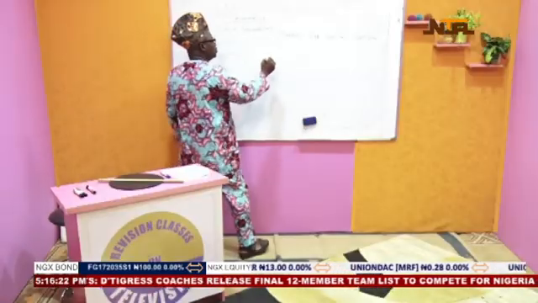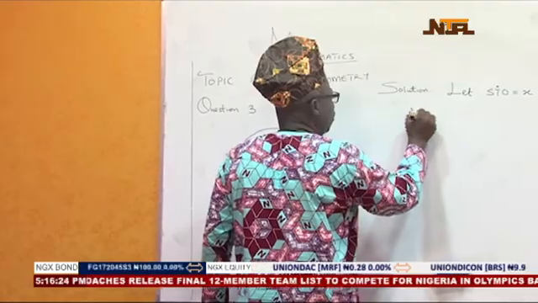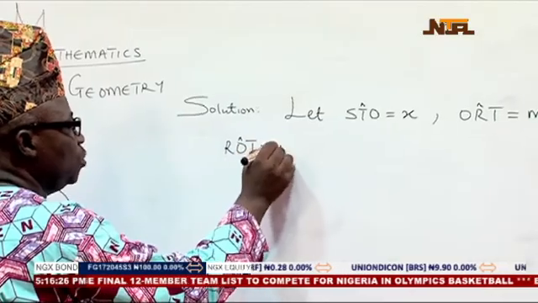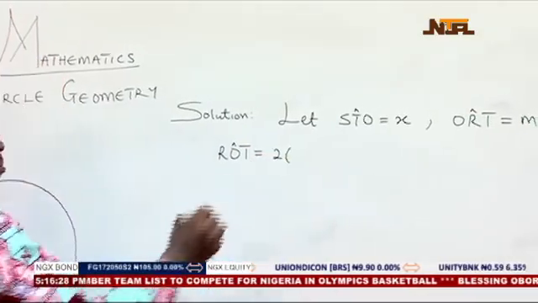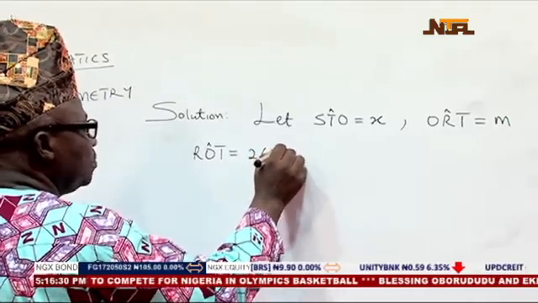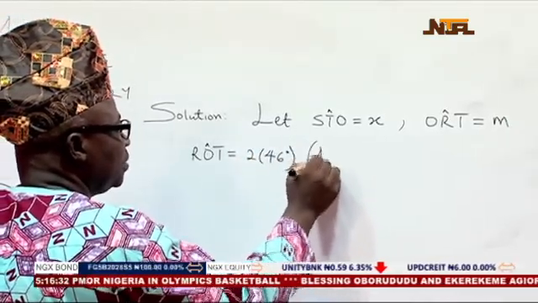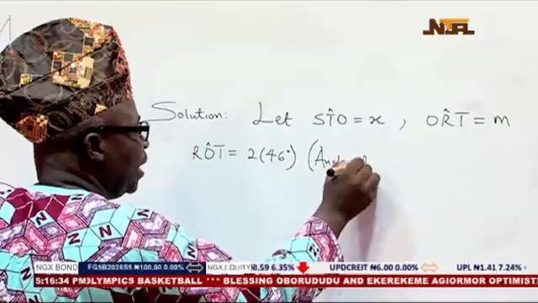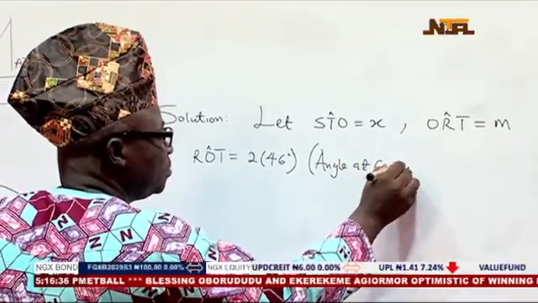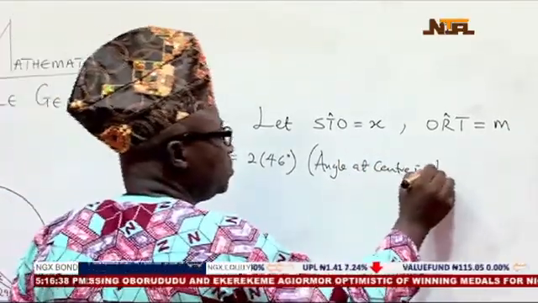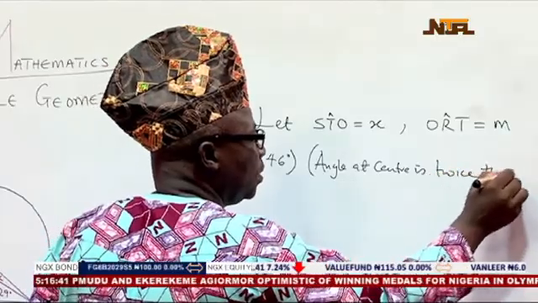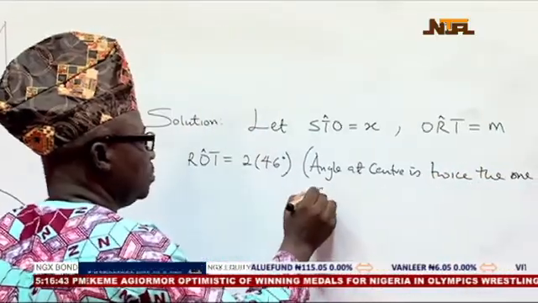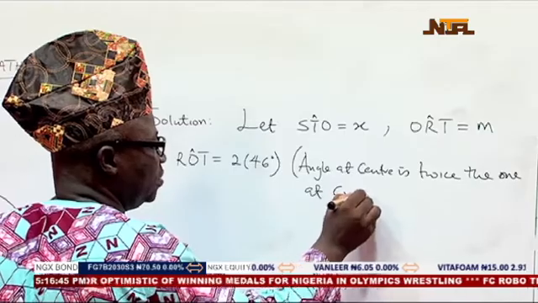So in that case, I'm going to say angle ROT is going to be 2 times angle 46. Reason for that, angle at center is twice the one at circumference.